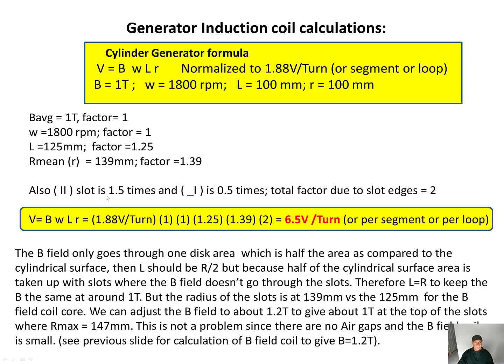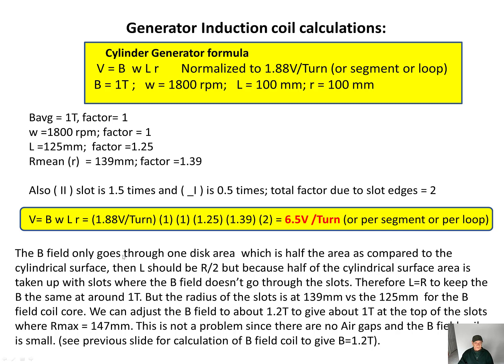Also, the parallel slots are 1.5 times, and the anti-parallel are 0.5 times. The total factor due to the slot edges is 2. So when we adjust, it's 1 times 1 times 1.25 times 1.39 times 2. That comes up to 6.5 volts per turn, or per segment or loop.